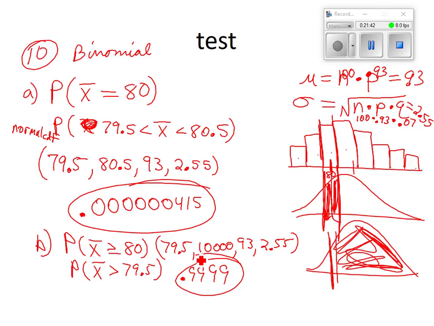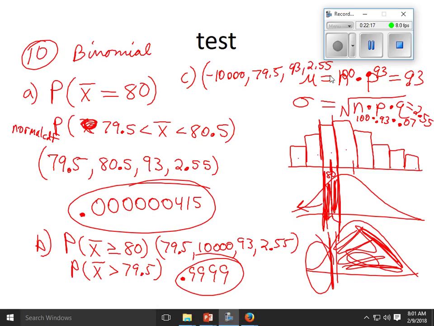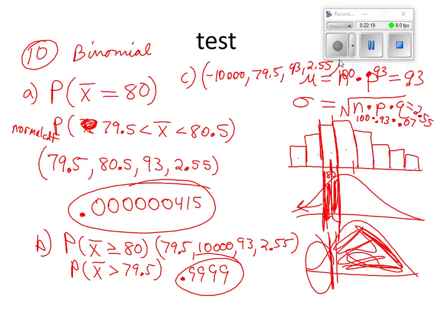The other one, on part C, it says less than that. So we could have just taken the number we got here and subtracted it from 1. Let's punch it in a calculator instead. If we're going from there down, then our low limit is negative 10,000. Our high limit is 79.5. Our mean is 93, and our standard deviation is 2.55. Punch that into your calculator and see what you come up with.